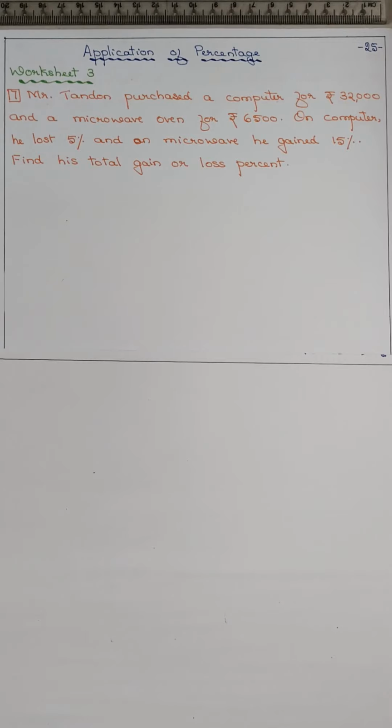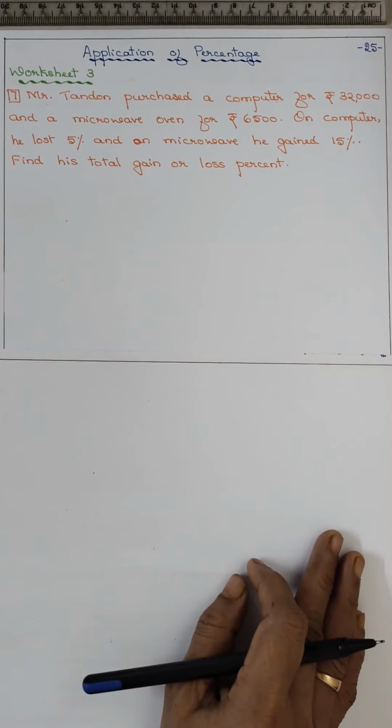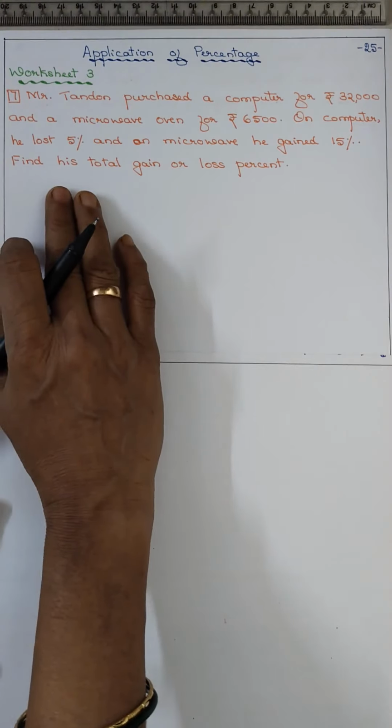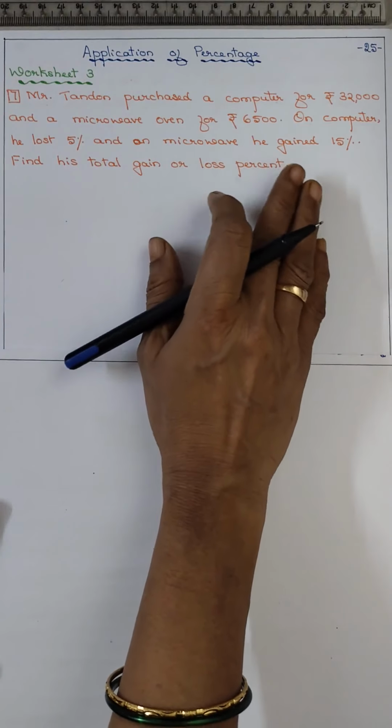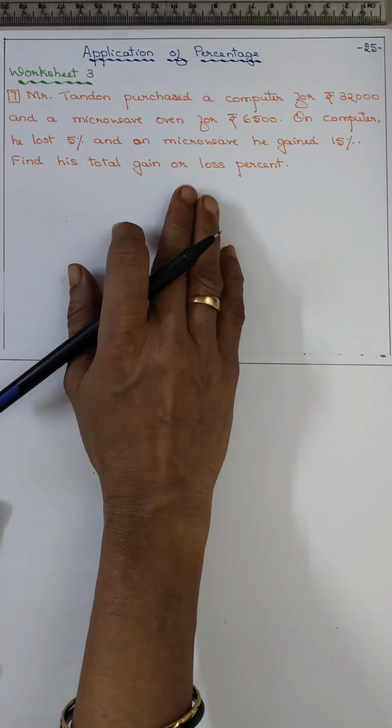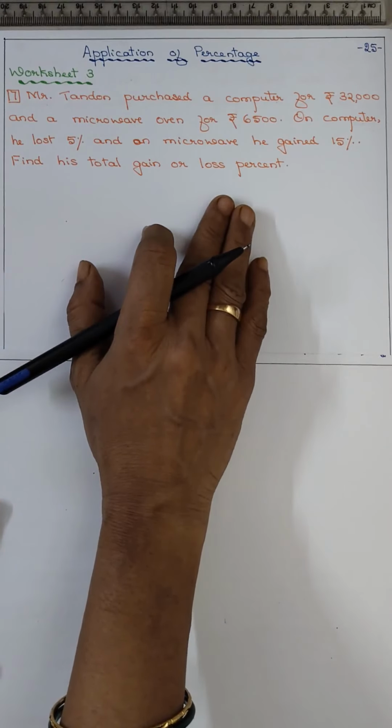We were discussing worksheet 3 of application of percentage. Coming to the 7th sum, Mr. Tandon purchased a computer for 32,000 and a microwave oven for 6,500. On the computer he lost 5% and on the microwave oven he gained 15%. Find his total gain or loss percent.